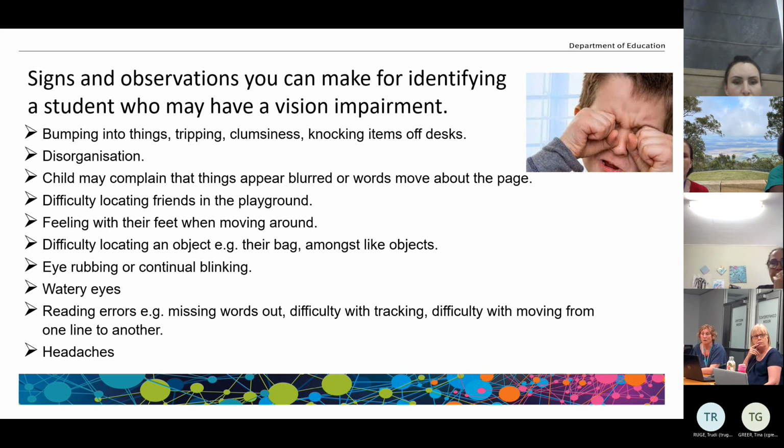Feeling with their feet when moving around or hesitating when there's a change in light perception on the ground or change of ground. You might have a footpath that has a step up and they hesitate to actually take that step. Difficulty locating an object, their bags amongst other objects. Eye rubbing or continual blinking. Watery eyes. Reading errors, missing out words, difficulty with tracking, difficulty with moving from one line to another, and headaches.